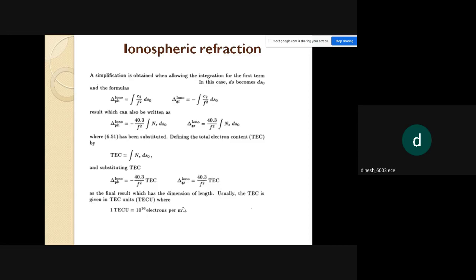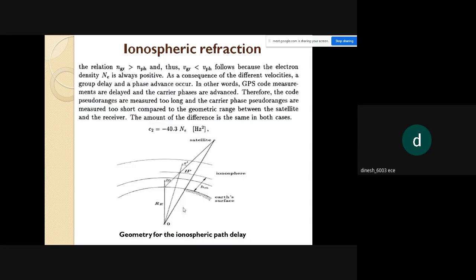For ionospheric refraction due to phase, c2 by f squared into ds naught, and for group, minus c2 by f squared into ds naught. So for this c2, we have a formula. The amount of difference is the same in the cases of both phase and group, which is minus 40.3 Ne, that we are going to write here.